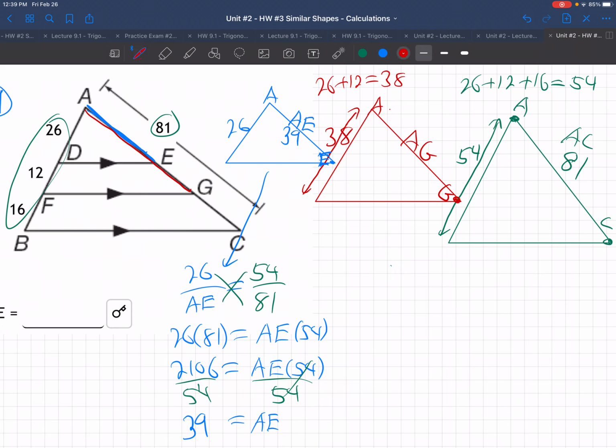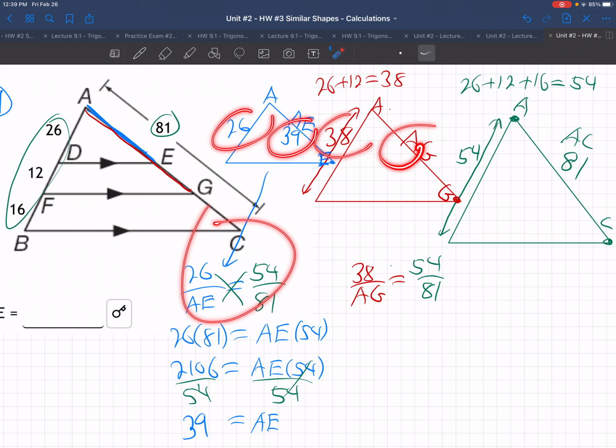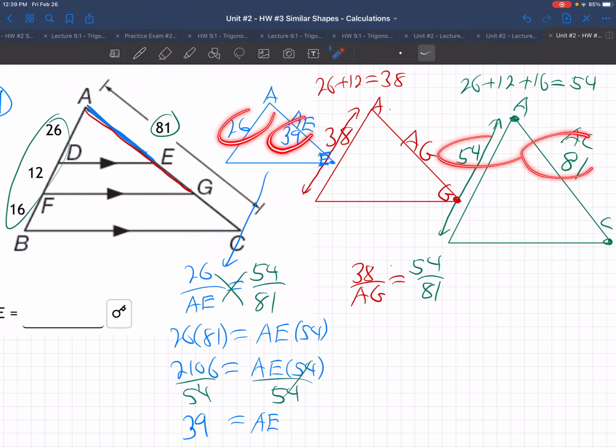Now, how can you find AG? Same way. So AG is going to be 38 over AG is 54 over 81. So what I'm doing there, 38 over AG is 54 over 81. Left over right, left over right. Same thing I did back here. Always going with the bigger one. All right, the same story.